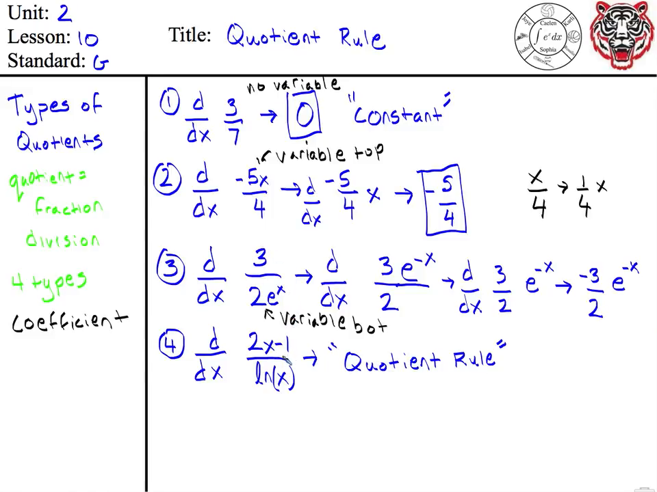So maybe it would also be helpful to write this out as, instead of saying variable, I'm just going to say function on top, function bottom.